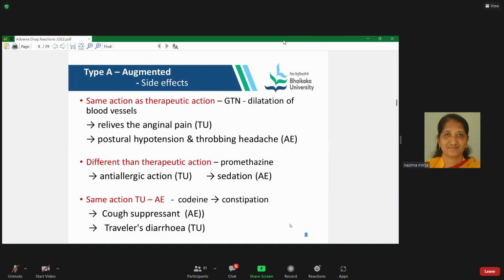Side effects. Augmented. That is within the therapeutic range, we are expecting it may happen. Side effects may be the same action like the therapeutic effect that is produced by the drug, or it may be different than the therapeutic action, or it may be same as therapeutic and adverse effect. Let us take example. Side effects means it is a part of the pharmacological actions of the drug. Remember, हमको जो इफेक्ट चाहिए वो थेरापेटिक यूज होगा, हमको जो नहीं चाहिए वो एडवर्स इफेक्ट होगा, right? For that particular disease, that particular symptom or illness, for that particular patient.